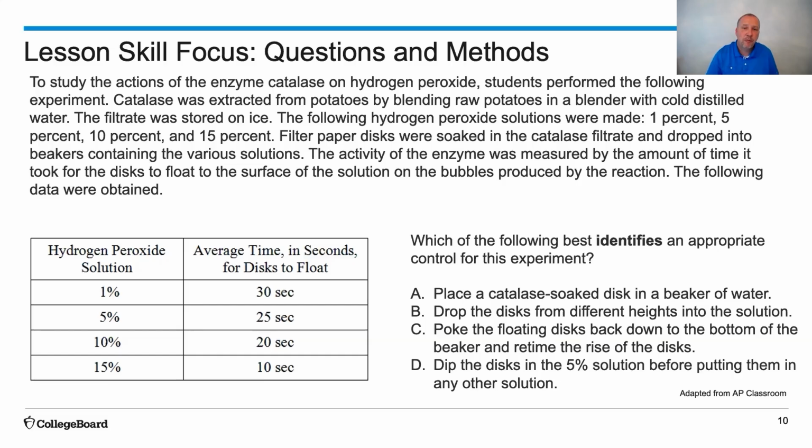Welcome back. For this question, you were looking at an experiment that involved studying the actions of the enzyme catalase on hydrogen peroxide. Your answer should have been A, which was placing a catalase soaked disc in a beaker of water. The other three choices introduced a new variable to the experiment and are not controls.